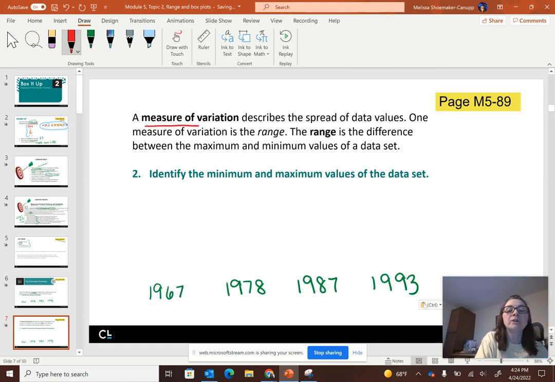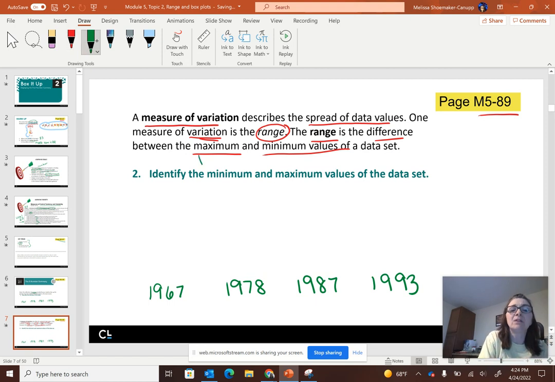Our measure of variation on page M589 describes the spread of the data values. So we want to see how far apart they are. One measure of variation is the range. The range is the difference between the max and the minimum. Well, what is the max? That would be the largest. What would be the minimum? That would be the smallest.